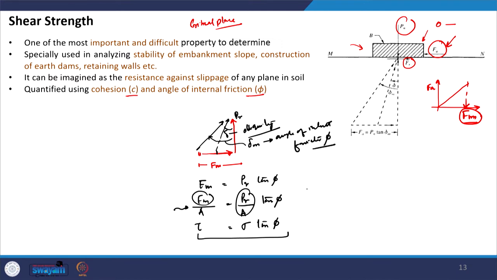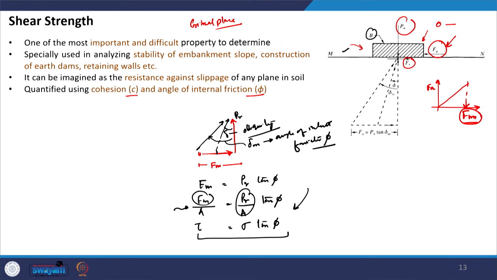Now, this same concept can be applied to soil, considering that B and Mn are the same materials, let us say they are soils. So, the same equation applies to a soil mass also, if we are looking at the critical plane at which the sliding is occurring. If you take cohesionless soil and you do not apply any vertical force, the soil will not be stable.